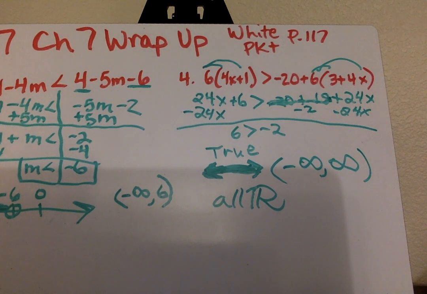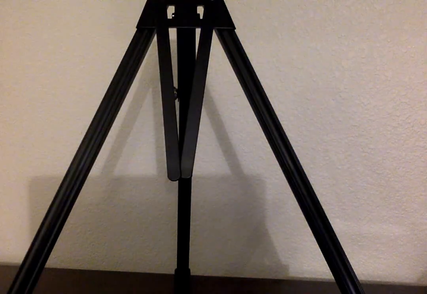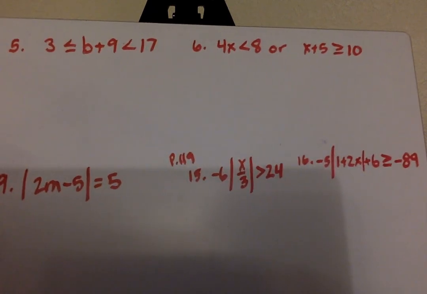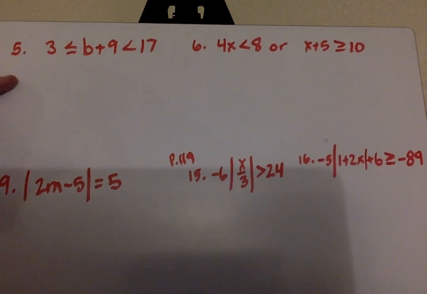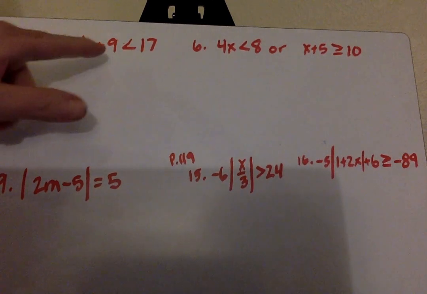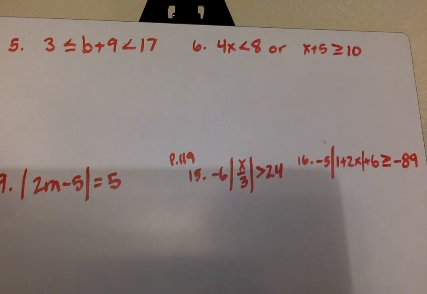Now we're going to move on to the next page, 118. Okay, so we're going to start with number 5 right here. 3 is less than or equal to b plus 9 is less than 17.